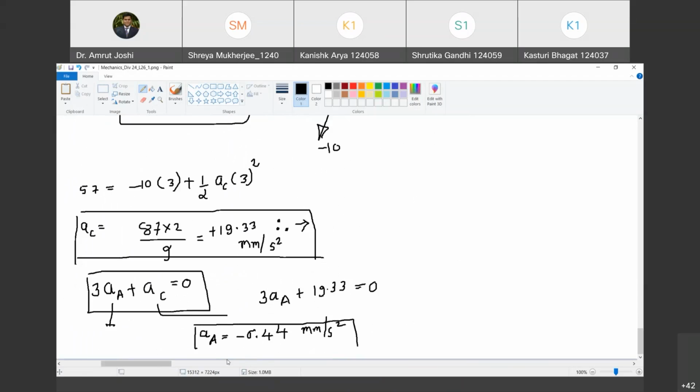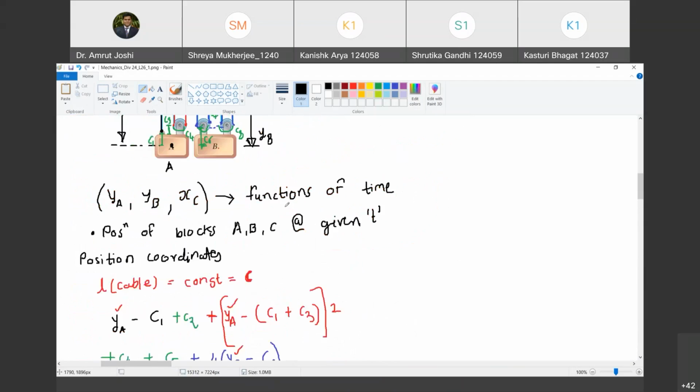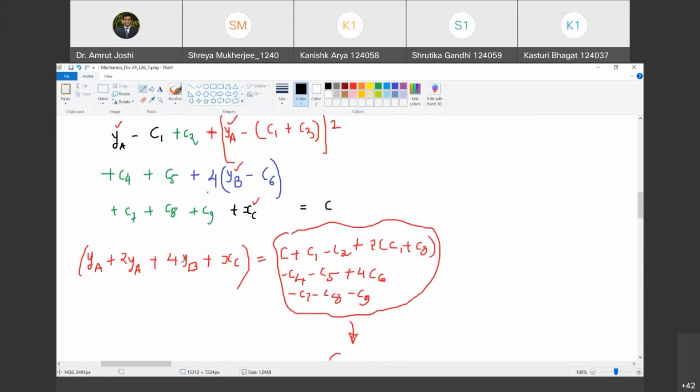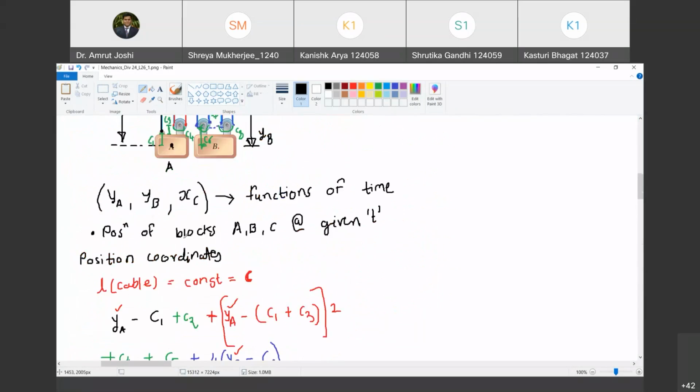Chalo. What is the meaning of the negative sign? The negative sign indicates for block A that the block is accelerating downwards. Block is accelerating downwards. Is that right? Yes, sir. Let me check one minute.